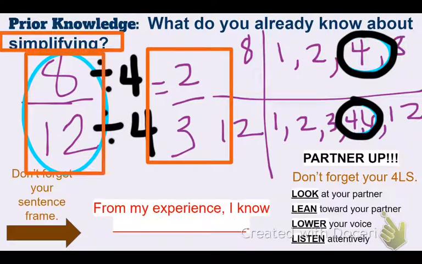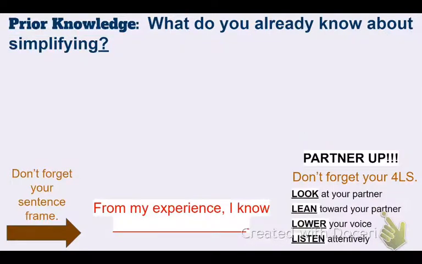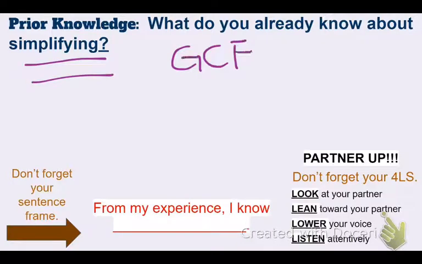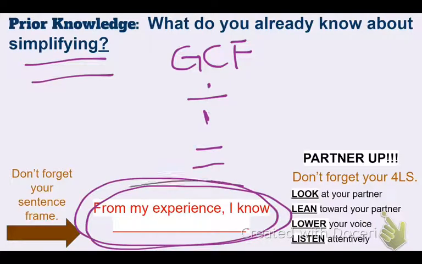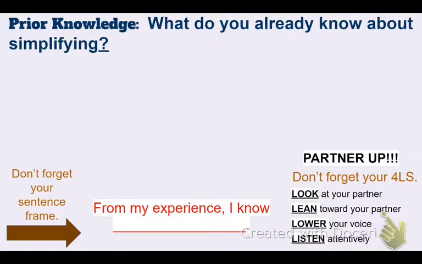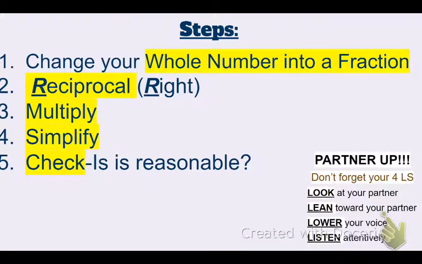So today, when we're working on dividing a whole number by a fraction, you've got to remember these steps that we've learned in simplifying. Finding that GCF, and then after you find that greatest common factor, go ahead and divide and find that equivalent fraction. So from my experience, I know how to simplify, and that's going to help me today in this lesson. All right, Bobcats, you can go ahead and pause this video and write down these steps if you need to.